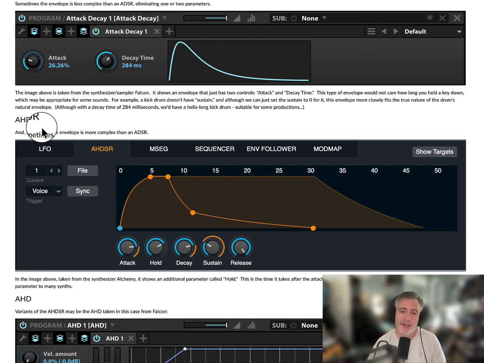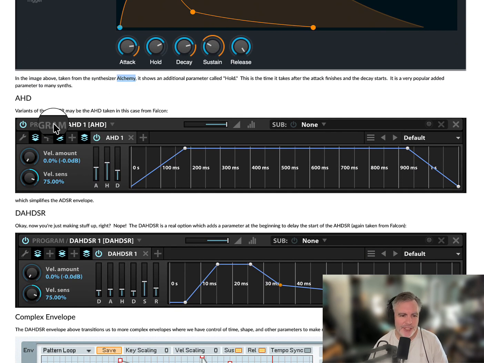They get more complicated than an ADSR too, an AHDSR, where I have a hold for usually a period of time. So the attack goes up to the peak, but then I hold it at the peak for a little bit, and then I have the amount of time that it decays to that sustain level. This is, I think, taken from Alchemy. Yes, I took that from Alchemy. I have AHD, which, you can probably guess, has an attack, a hold, and a decay, so you don't have sustain or release. These are, again, for items that are non-sustaining.